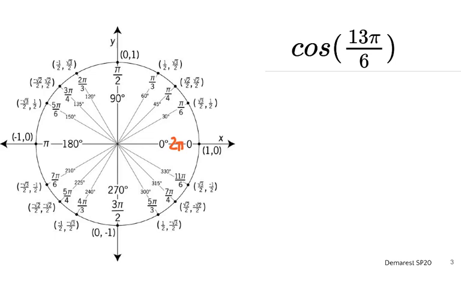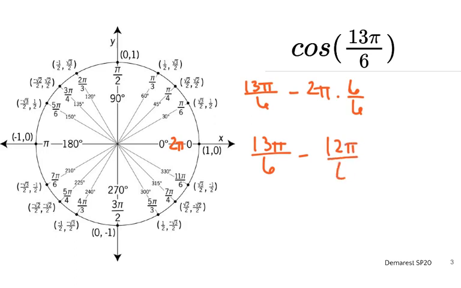So to find a coterminal angle, I can subtract one rotation around. So I can subtract 2 pi and see what I'm left with, see if it's between 0 and 2 pi. But this is a fraction, right? 13 pi over 6 has a denominator of 6. So I need to rewrite by multiplying 2 pi by 6 over 6, right? I haven't changed the value. I'm technically multiplying by 1. I need to rewrite this as 12 pi over 6.